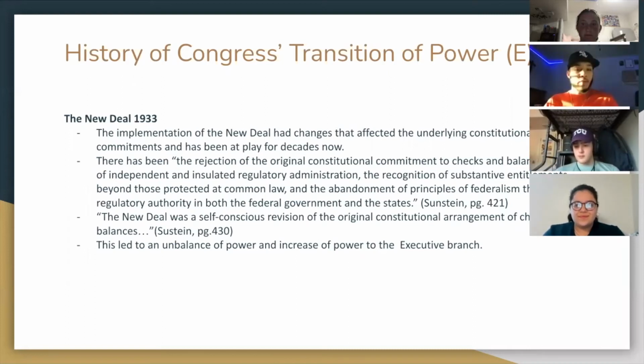Now, there are 3 main points that Sunstein mentions in the journal article that we researched. The main one is that the New Deal implemented the rejection of the original constitutional commitment and the independent regulatory administration.